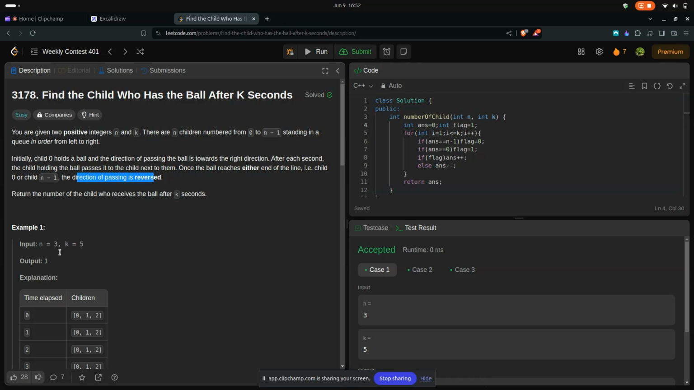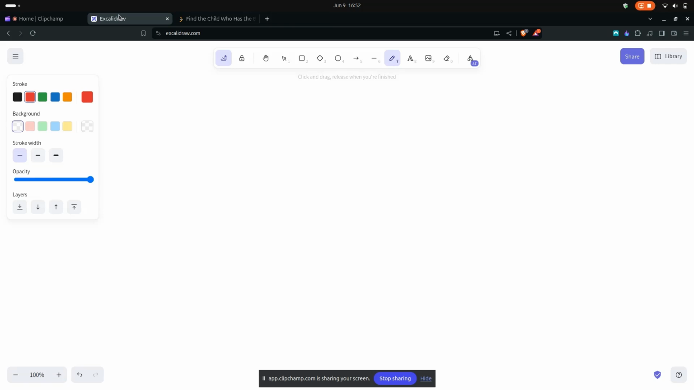So we need to tell the number of the child who receives the ball after k seconds. The number means the index of the child who receives the ball after k seconds. So let's take an example. Let's take the first test case, n equals 3, k equals 5.